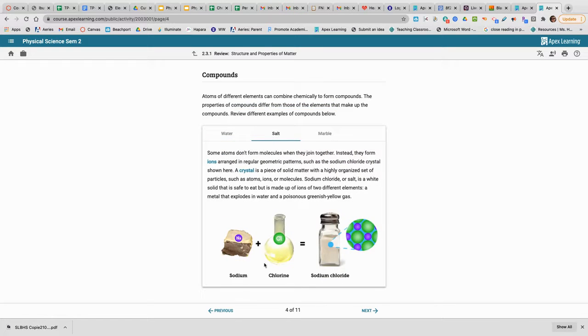Here's salt. Sodium and chlorine make table salt. The crystal is a piece of solid matter with a highly organized set of particles. So when salt forms, it forms in a crystalline structure.